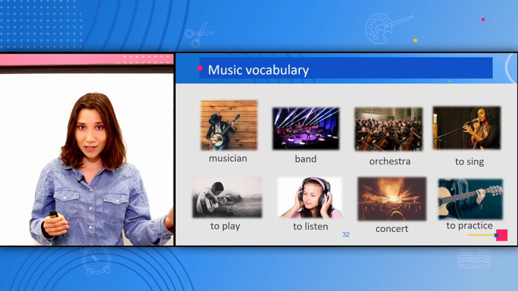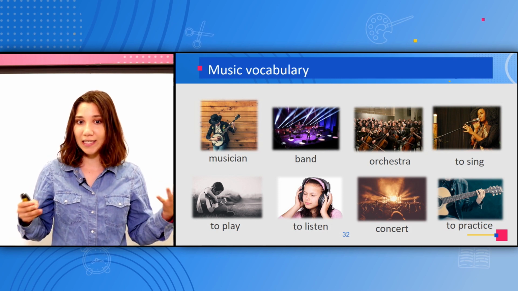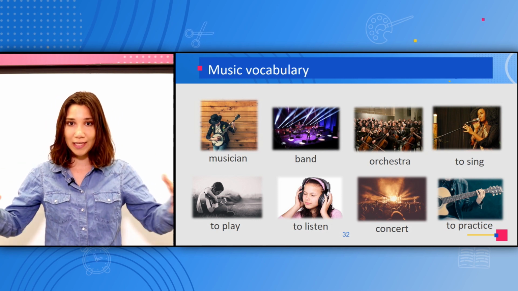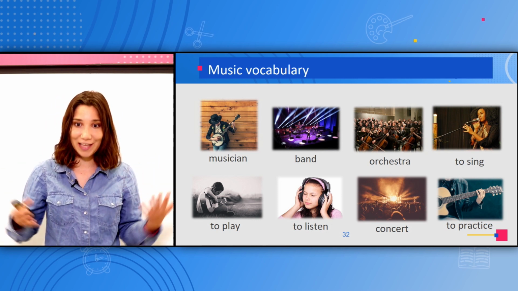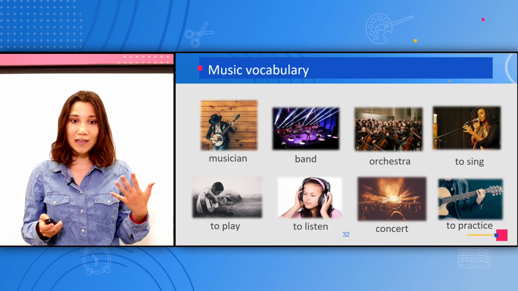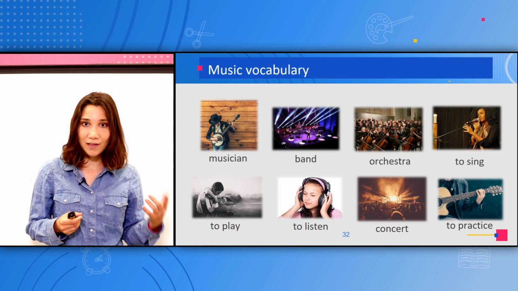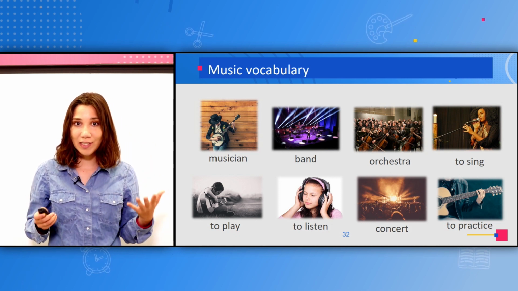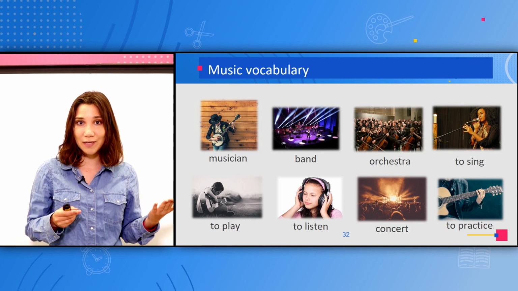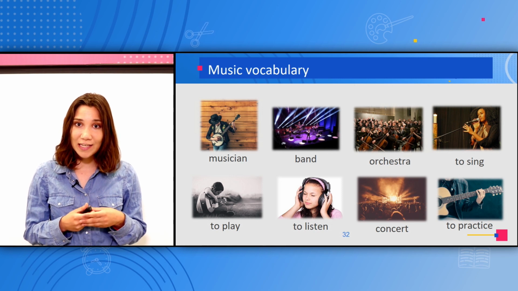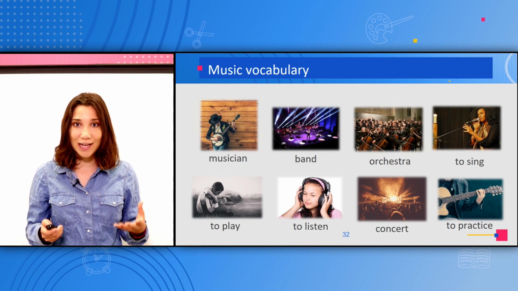So we have a musician, that's a person who plays an instrument. We have a band, which is a group of people that sing and play instruments together. An orchestra, we have to sing, to play, to listen. When you go and see a band or a singer you like, you go see them at a concert. And if you want to be good at playing an instrument, you have to practice at home.